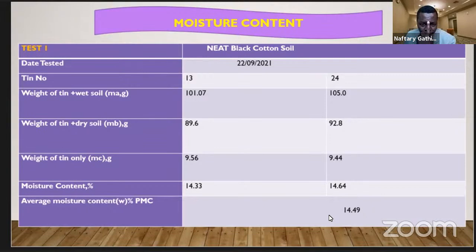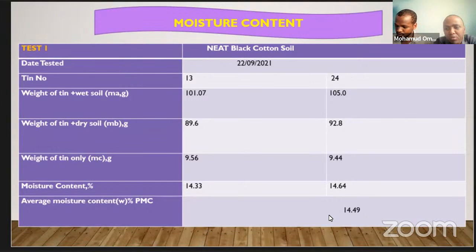Your results are based on two samples. Why? We are starting with the neat black cotton soil and the neat recycled fine concrete aggregate. We are trying to achieve the first objective. Then we go on to the second objective where we have different ratios and we mix them. And the third one where we stabilize with either cement or lime.